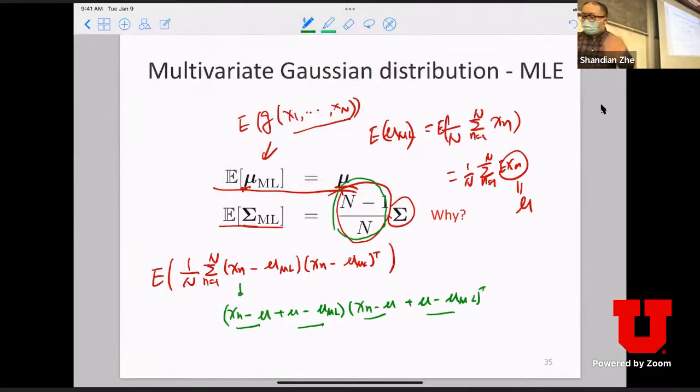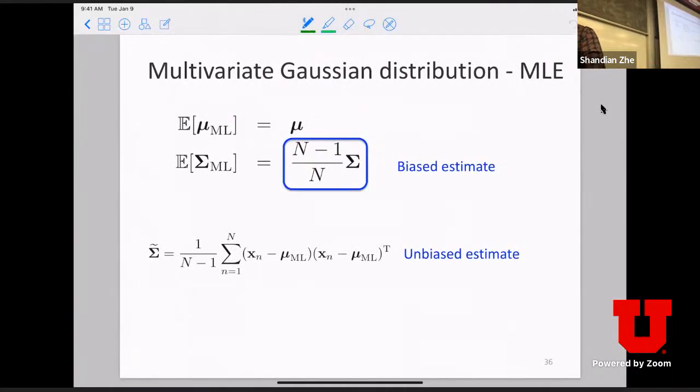Then people naturally ask: now that the expectation of this guy is (n-1)/n times the true covariance, what if I want to get an unbiased estimate? Well, I just multiply the factor back. So if you want an unbiased estimate, you will not divide this statistic by n, but rather divide it by n-1.